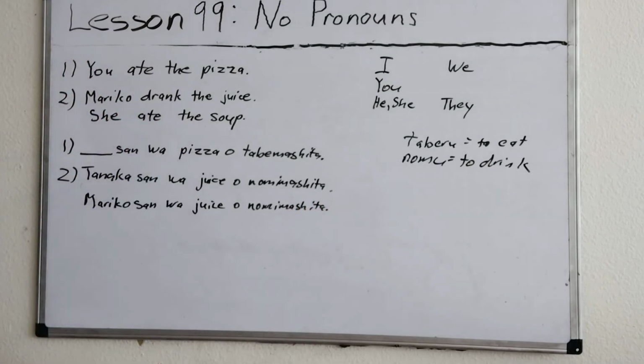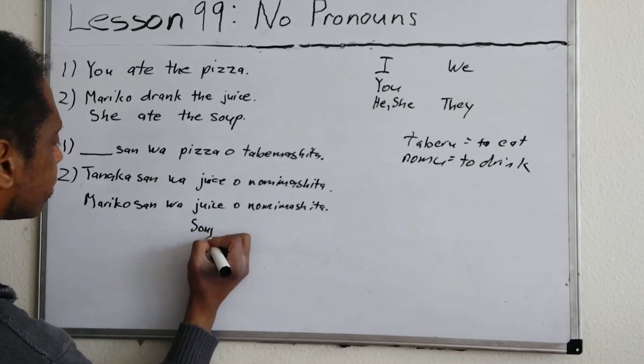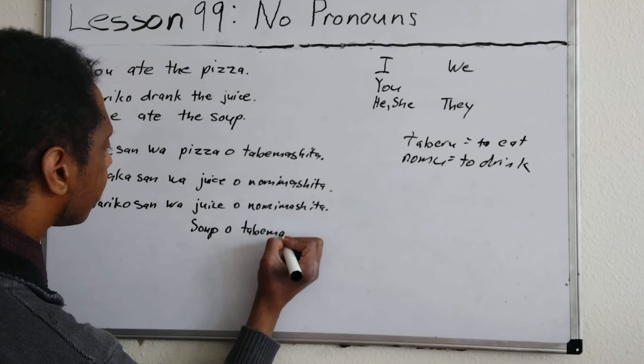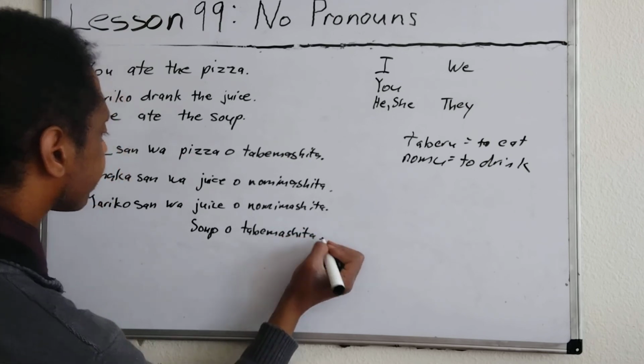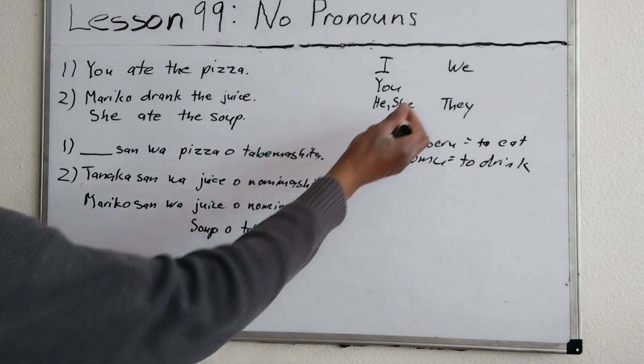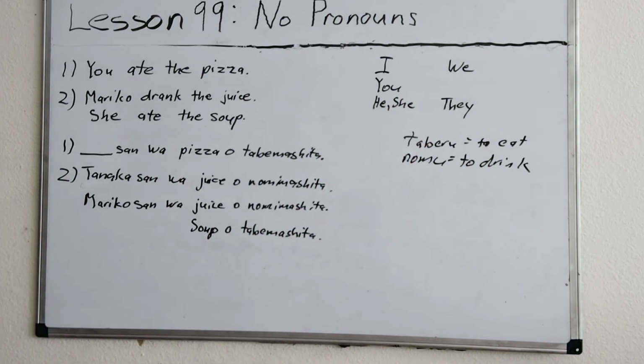Okay, then you say she ate the soup. You would just say soup o tabemashita. Why? Because we already know it's Mariko. So you can now omit the pronoun she. So that's basically how that works. You'll see this all over the place, omitting pronouns all over the place. Just have to make sure you pay attention, know who you're talking about, and just go on with it. So that's it for this lesson. I'll see you next lesson.